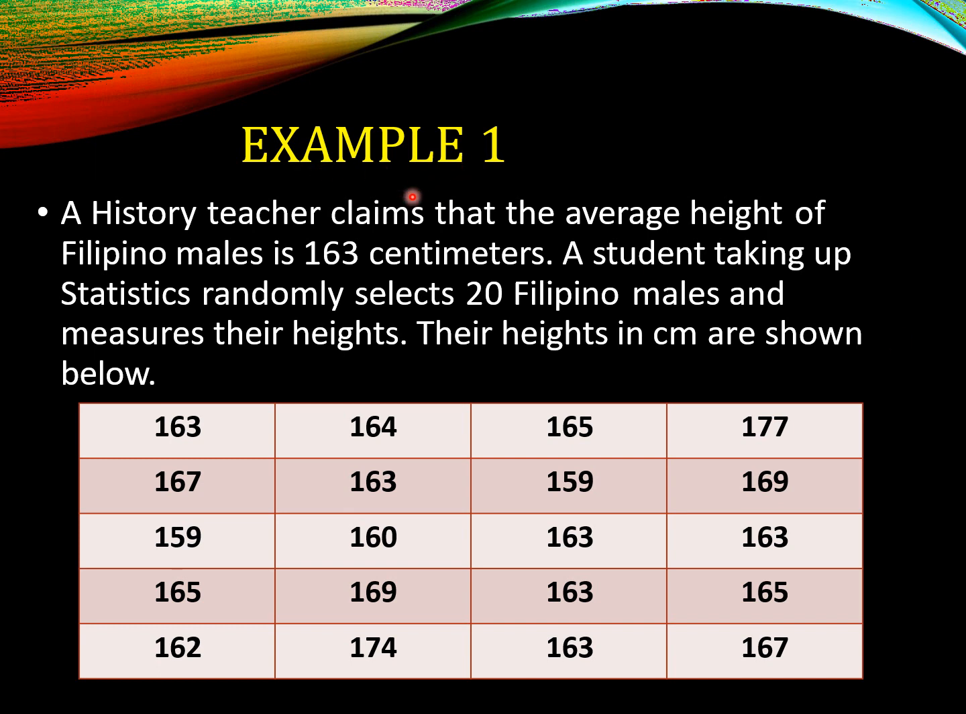Okay. A history teacher claims that the average height of Filipino males is 163 centimeters. A student taking up statistics randomly selects 20 Filipino males and measures their heights. Their heights in centimeters are shown below. So, ito yung data natin. So, we have 20. So, ang sample size natin is 20. So, n is less than 30. O, kaya dyan pa lang makikita natin kung ano ang gagamitin nating table, which is the t-test. Okay? Ayan.